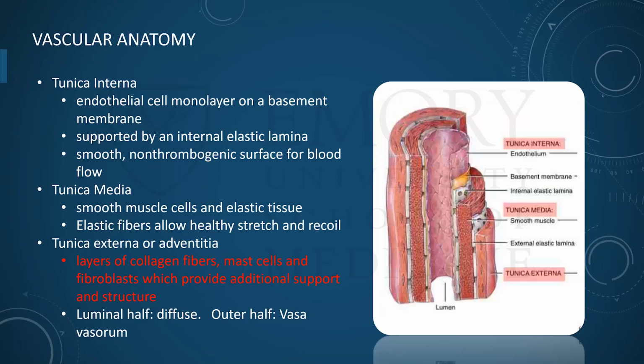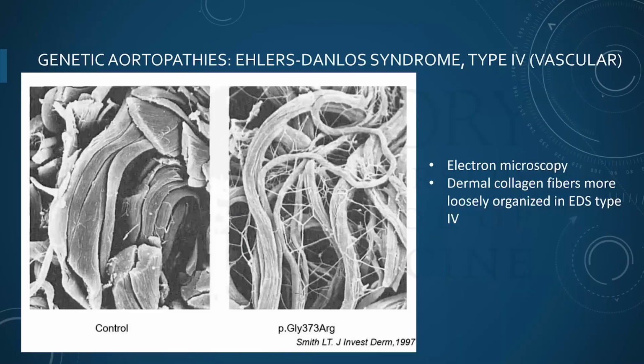Again, I include this slide to highlight that the underlying pathophysiology here is with collagen. And the collagen fibers, we know, are crucial to the structural integrity of the tunica externa. Without that, these patients develop aortic disease. This is an electron microscopy image of the dermal tissue. And the collagen fibers in the dermal tissue, you can see on the right as compared to the left, are much less organized. And we see the same in the aortic root, which leads to the damaged integrity.